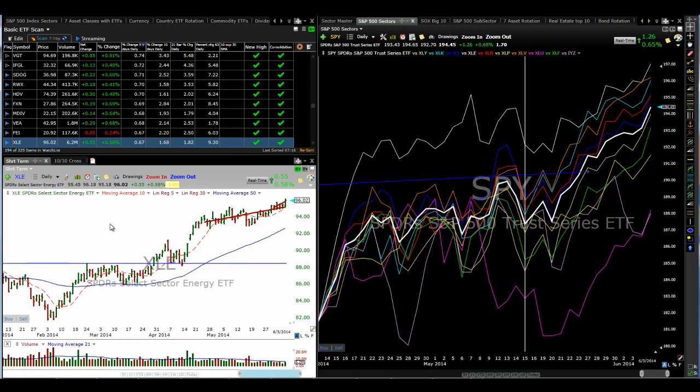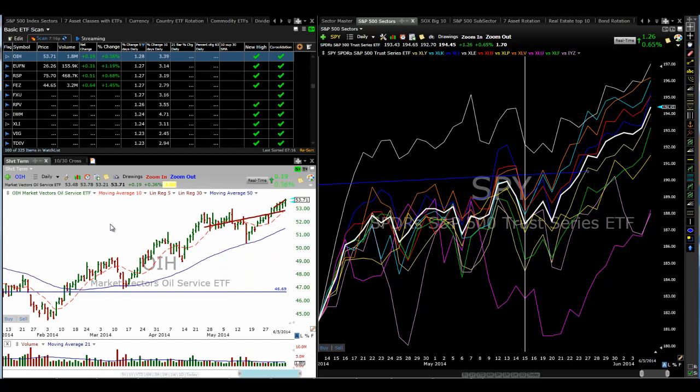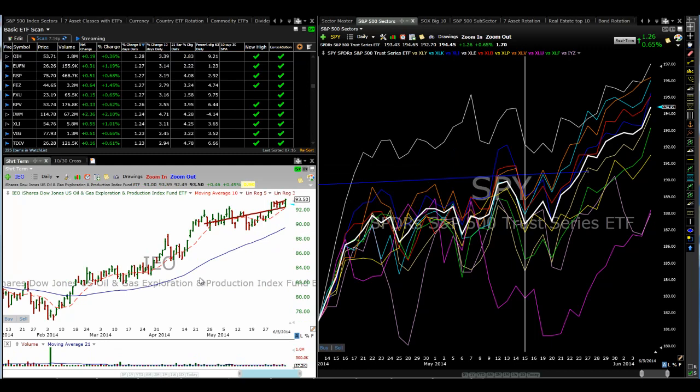Now, because I know some of these are symbols that you will know, OIH is going to be the oil services, and you can look at IEO, which will be the production, and you can filter through even the subsectors and start to pull them up and look at them.